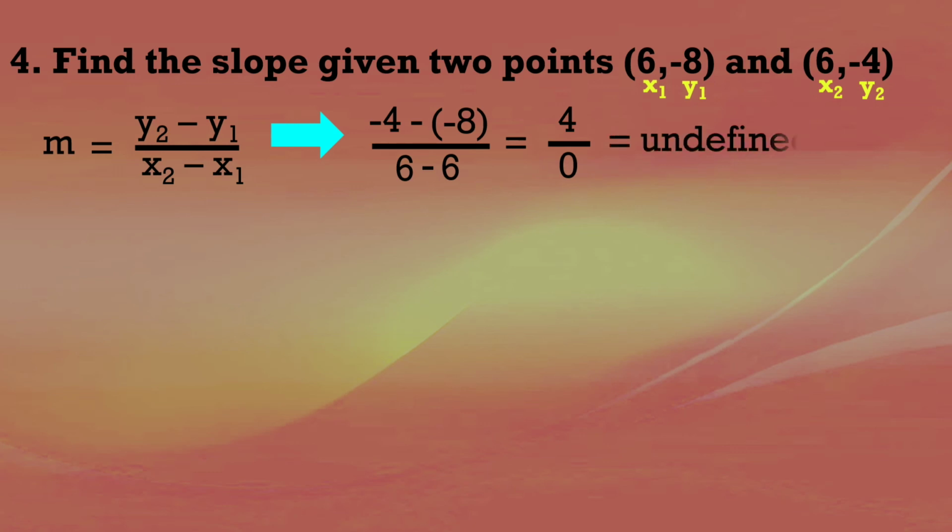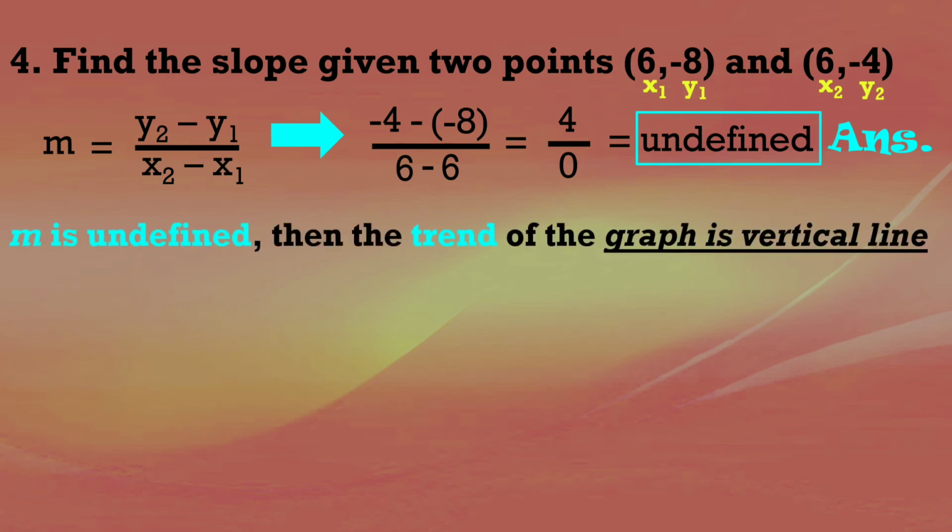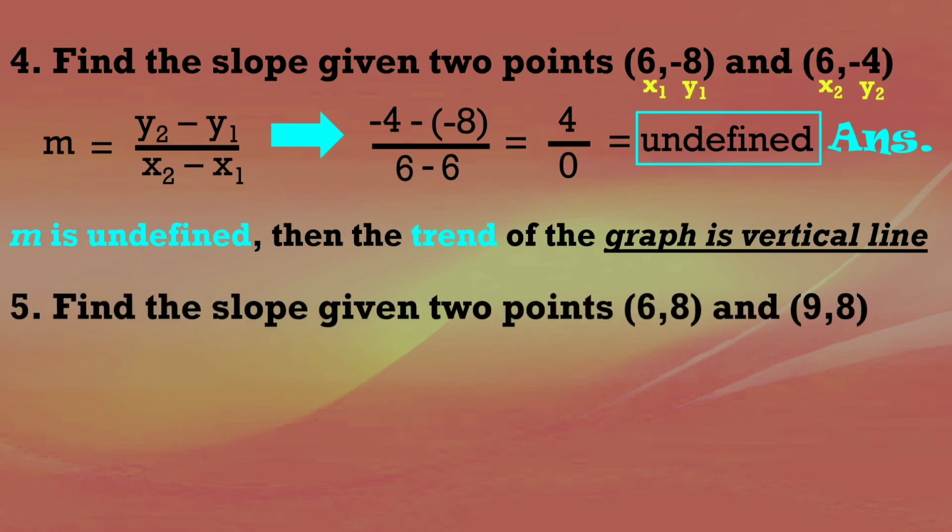So, 4 divided by 0 is undefined. So, ang sagot natin for number 4 ay undefined. So, tatandaan nyo na kapag ang denominator natin ay 0, it is equals to undefined or it is undefined. So, since ang slope natin ay undefined, so ang trend ng graph ay vertical line.